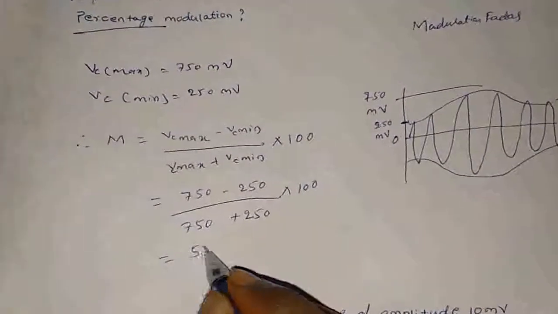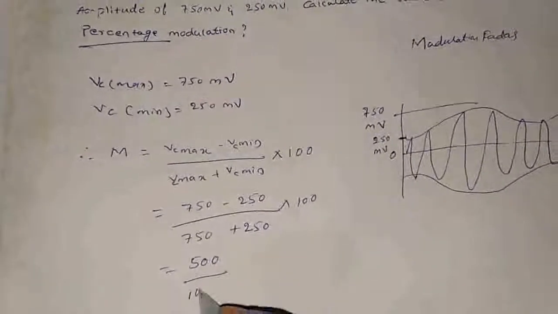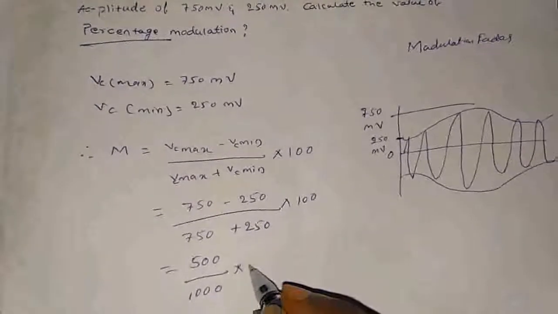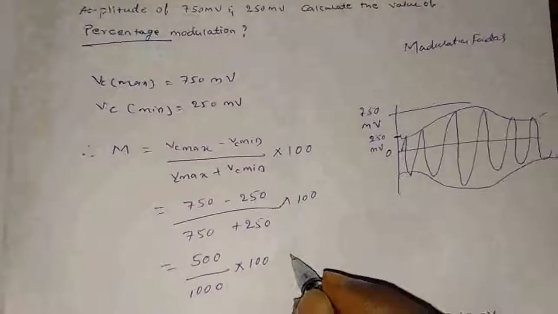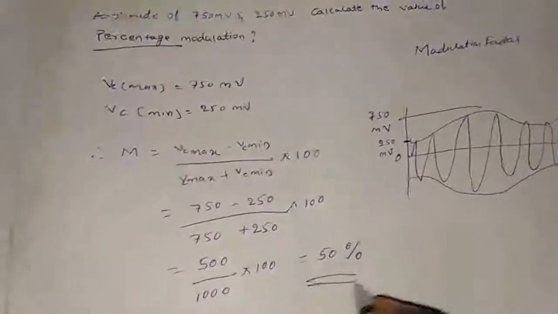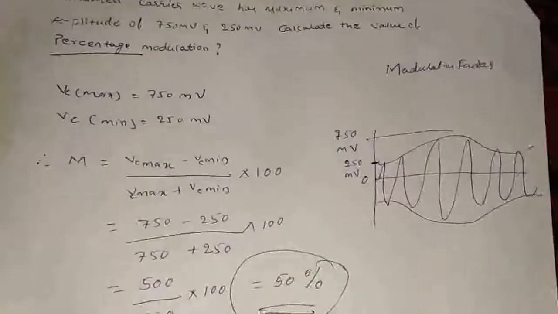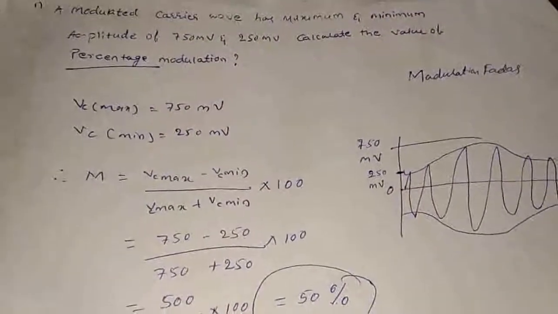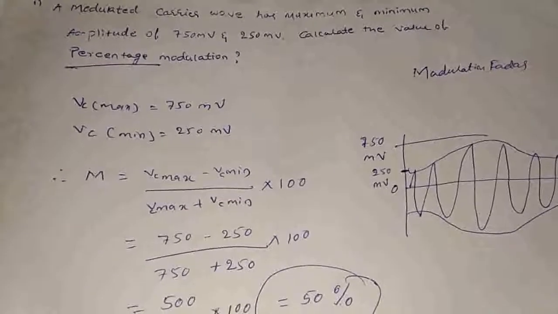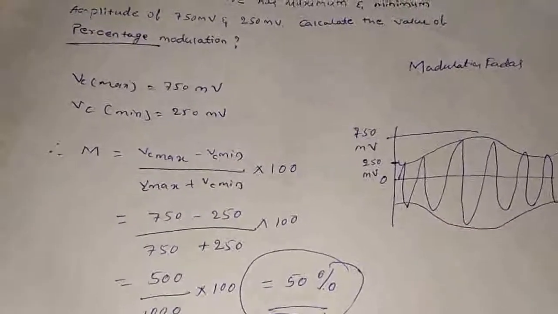Then we calculate: 750 minus 250 is 500, and 750 plus 250 is 1000, into 100. Then we get 50 percent. This is the percentage of modulation. This is the first one, where the modulated carrier wave has a maximum and a minimum amplitude, to find out the modulation factor.